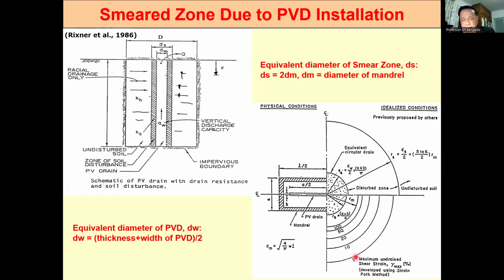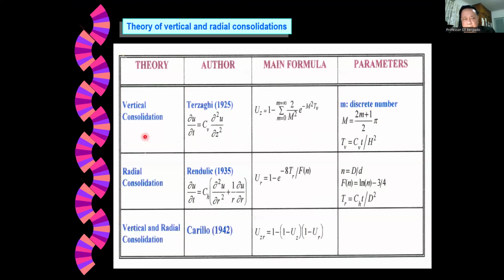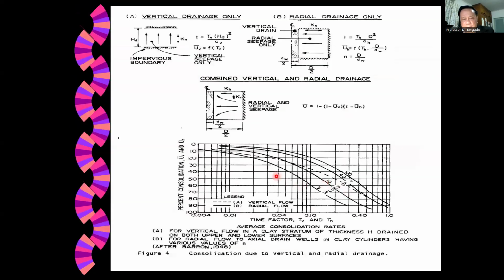And it's well known that the diameter of the smear zone is twice the equivalent diameter of the mandrel. And this is the theory of vertical and radial consolidation. The solution for that is a graphical solution, and you can see here for vertical consolidation is the dash line, and for PVDs or horizontal flow is a series of curves.